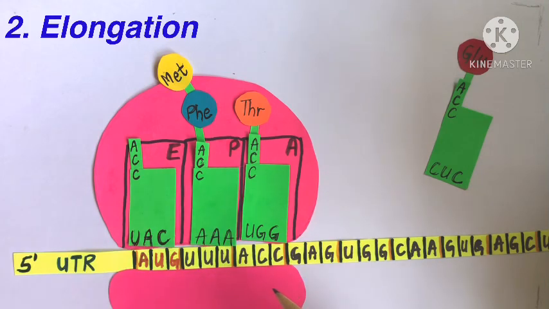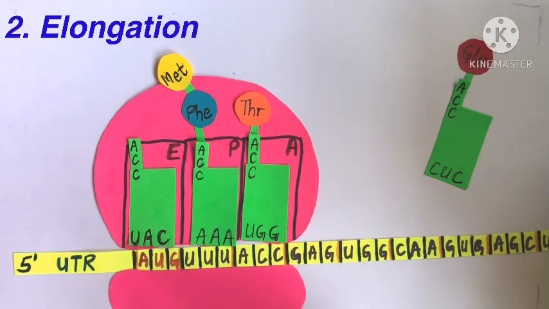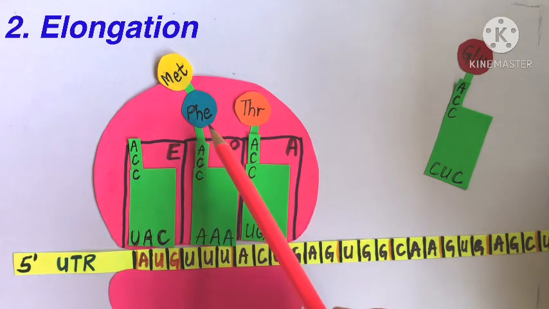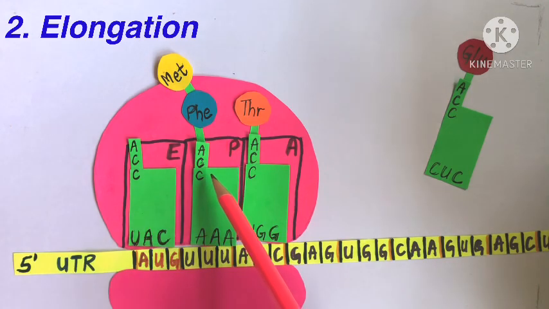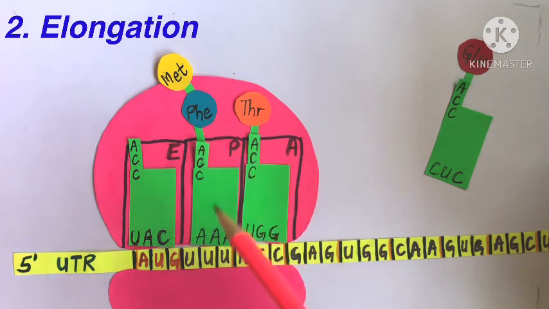It is then followed by the formation of peptide bond. And as we know, the enzyme peptidyl transferase will transfer the amino acid from the tRNA in the P site to the amino group of the amino acid in the A site. So here, phenylalanine will break off from its tRNA and form a new peptide bond with threonine.